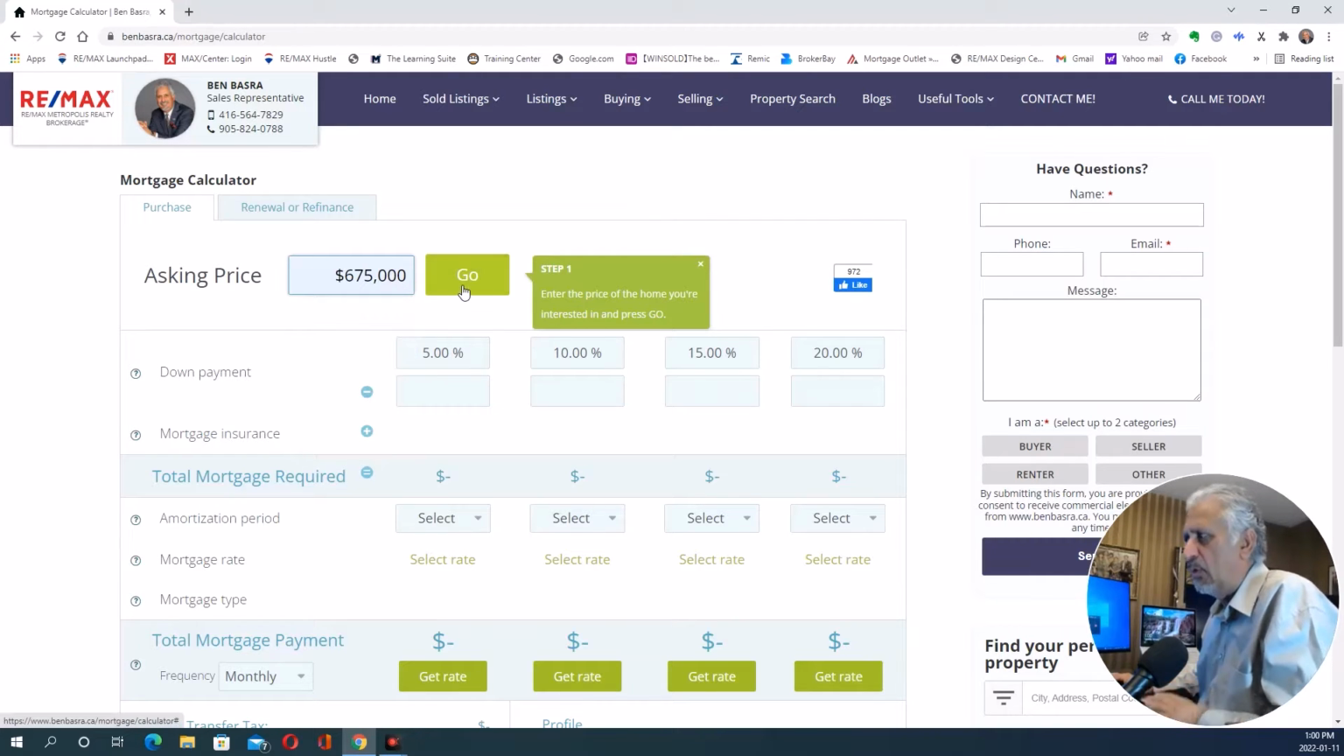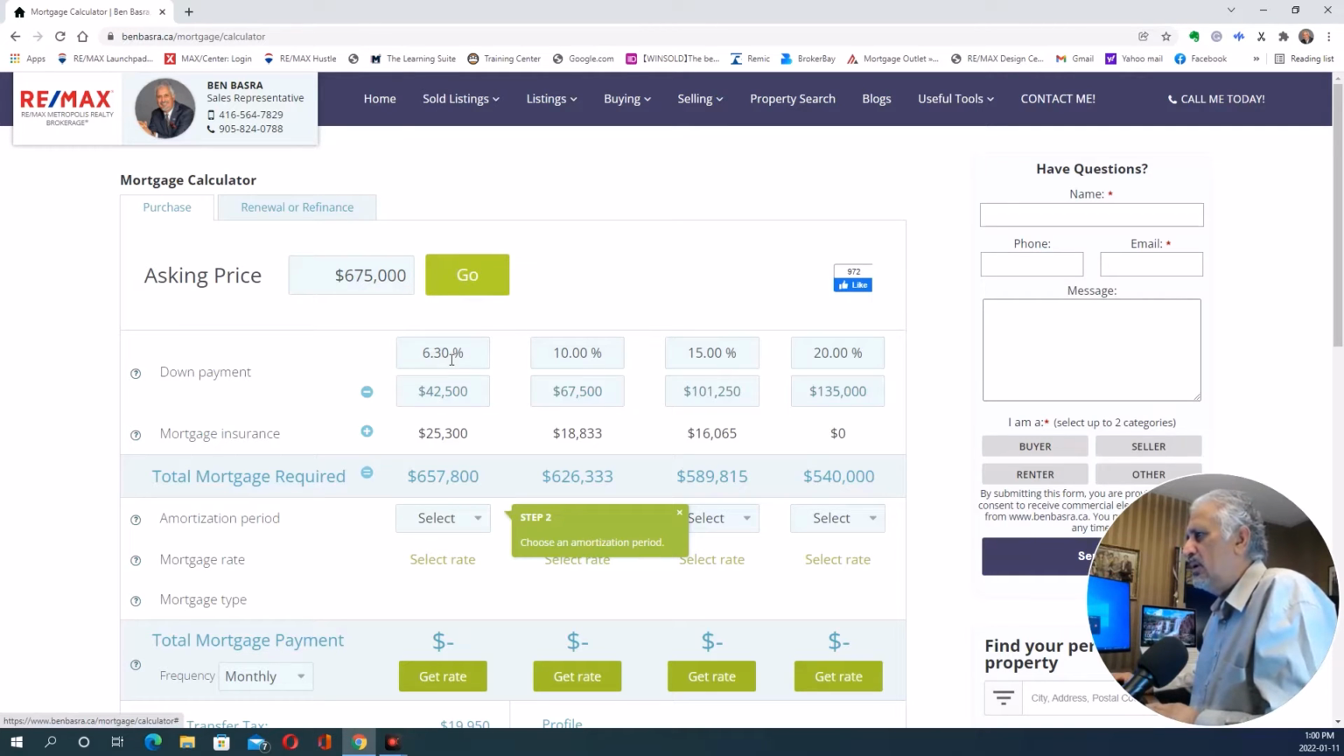$675,000. Let's say you're buying a condo in downtown, and then you press go, and this will be your minimum payment. If you are putting the minimum down payment on a $675,000 condo, it will be $42,500. In case you want to put 10%, then put 67,000, and with 15% you put 101,250. And if you put 20%, you need $135,000. So you have to pay insurance when you're paying less than 20%. This goes according to how much you're putting down.